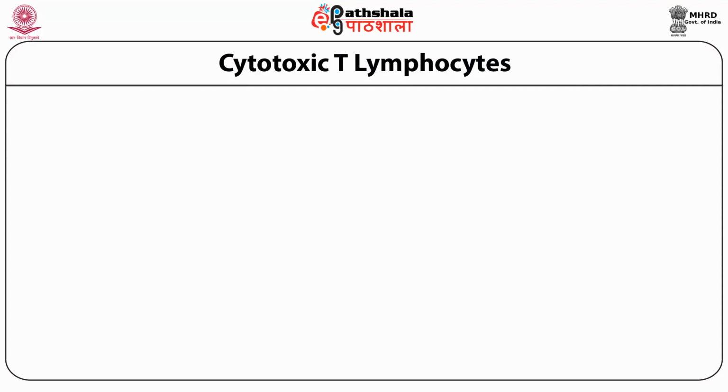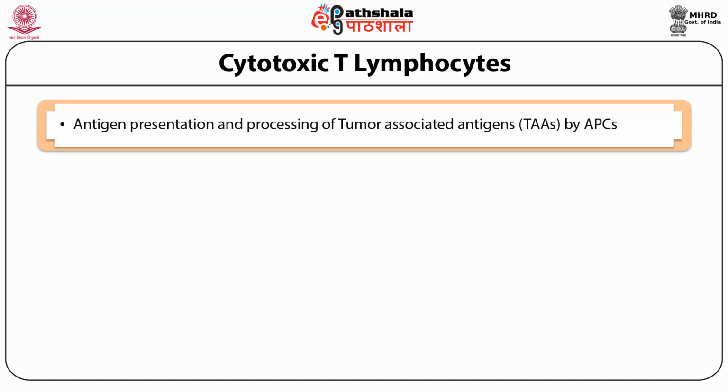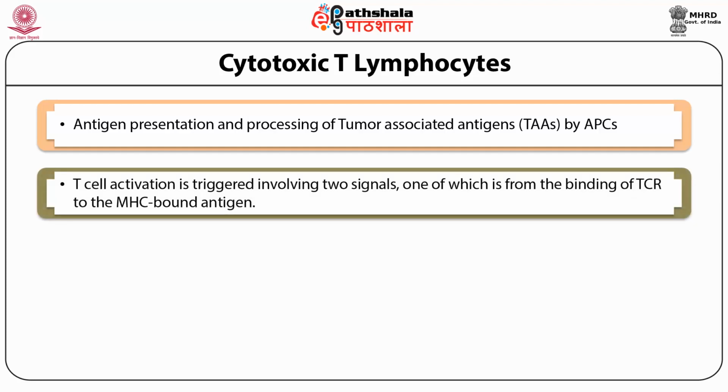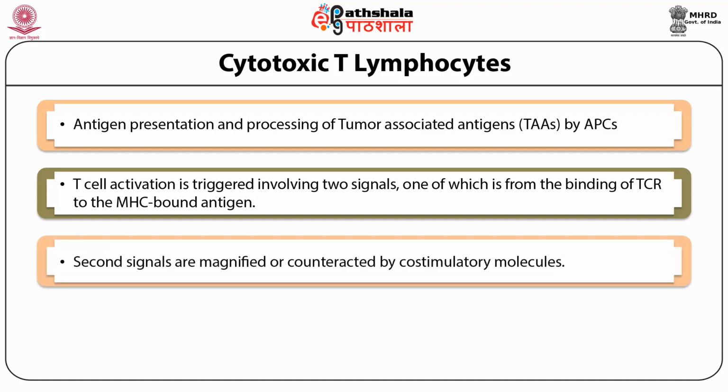Other than tumor-infiltrating lymphocytes, or the TILs, there are cytotoxic T lymphocytes, which also recognize the tumor-associated antigens presented by APCs. When TAAs, or tumor-associated antigens, are processed and presented on the MHC by antigen-presenting cells, T cells are activated. This activation is triggered by two signals, one of which is from the binding of the TCR to the MHC-bound antigen. Then signals are magnified or counteracted by co-stimulatory molecules.